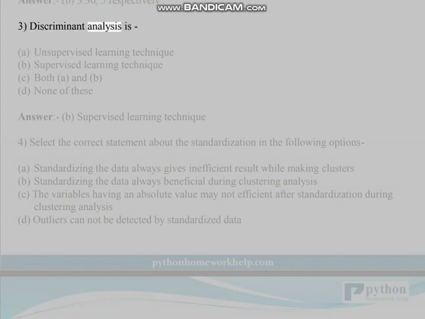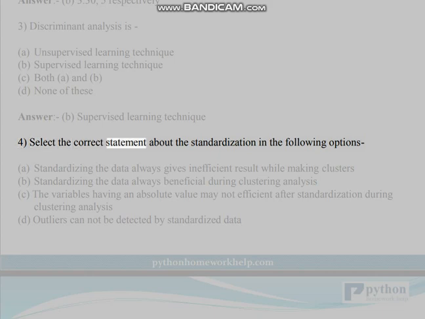3. Discriminant analysis is: A. Unsupervised learning technique. B. Supervised learning technique. C. Both A and B. D. None of these. Answer: B. Supervised learning technique.